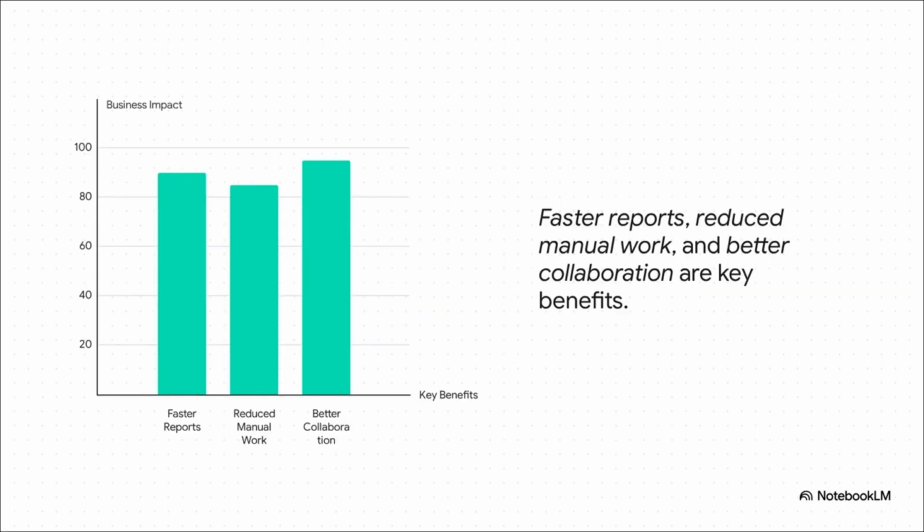This bar chart really tells a powerful story. You can see it leads to faster reports, less manual work, and way better collaboration. But what does that actually mean for your business? Well, it means more time for your team to think strategically, less time wasted on boring tasks, and a team that's more aligned and making smarter decisions, together.